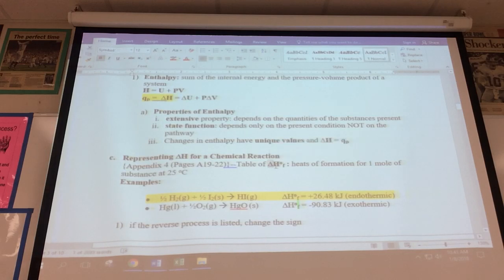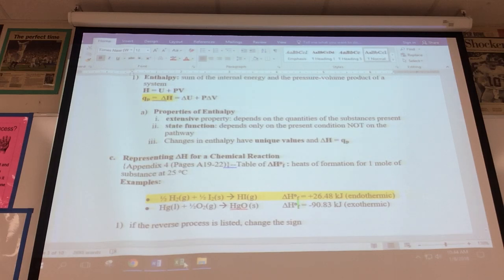Delta is change in, H for enthalpy, a measure of the heat content at constant pressure, or the measure of the energy at constant pressure. This naught sign indicates standard conditions, not STP, but rather 1 atmosphere of pressure, 25 degrees Celsius. The f indicates formation. You are forming 1 mole of product, and because you're forming 1 mole of product, you're going to see some funky coefficients in these types of equations.